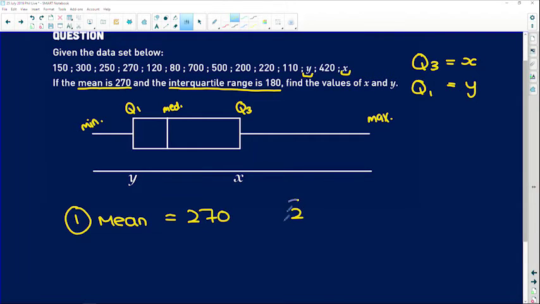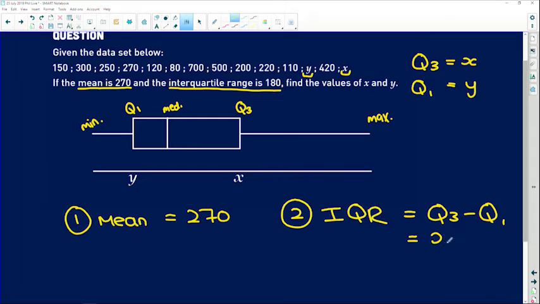Secondly, we're going to be working with the interquartile range because remember, interquartile range is equal to Q3 minus Q1, which in this instance is equal to x minus y. But remember, they gave it to us as 180. So that's one equation that we can already work with, this equation here.